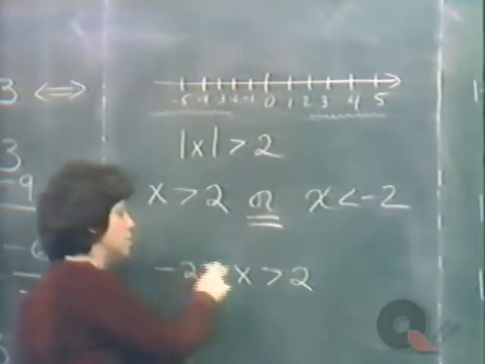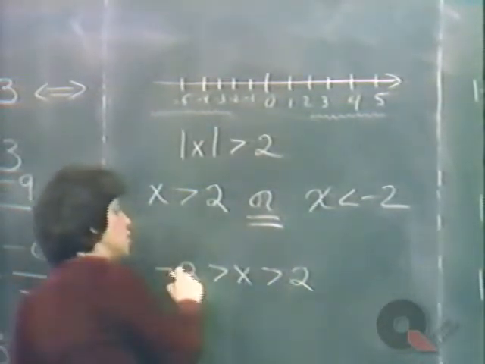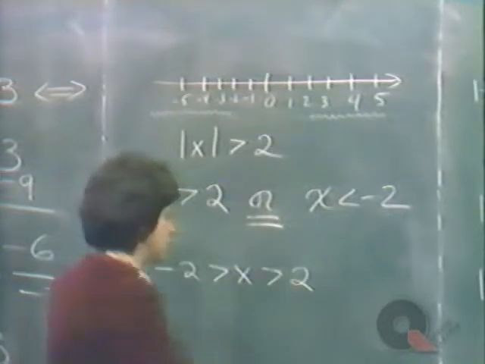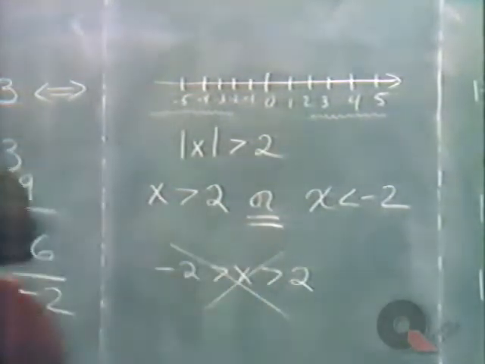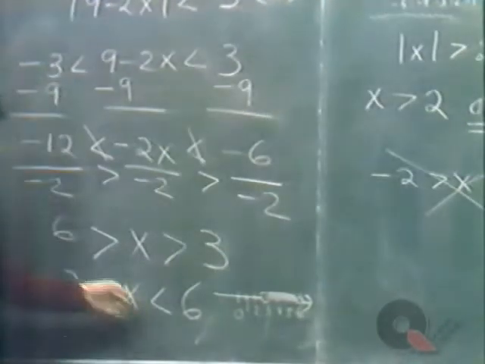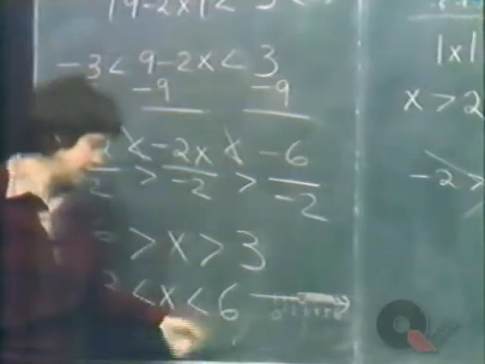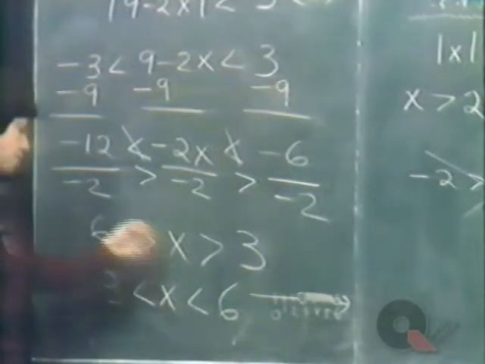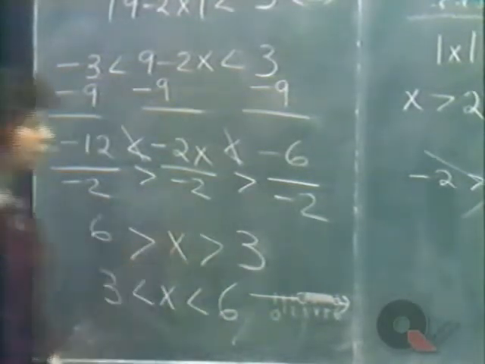This means minus 2 is bigger than x, and x is bigger than 2. From that, this means minus 2 is bigger than 2. This doesn't make any sense. When you write an inequality continued in that fashion, there is an and implied. x is bigger than 3, and it is less than 6. At the same time, you've got a number which is both bigger than 3 and less than 6. That is between 3 and 6.